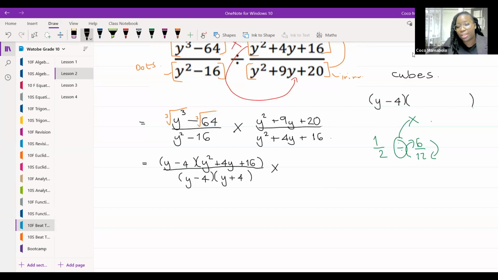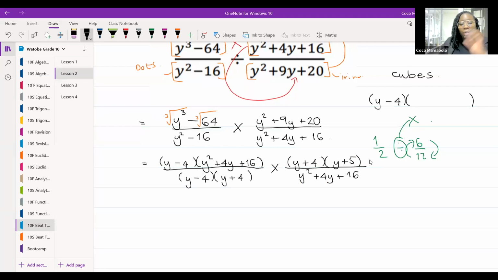Multiplied by, factorize this top part. This top part factorizes pretty nicely. So what are we going to do? y squared plus 9y plus 20. It's going to be y plus 4 and y plus 5. Good. And then this bottom part we just figured out doesn't actually factorize.